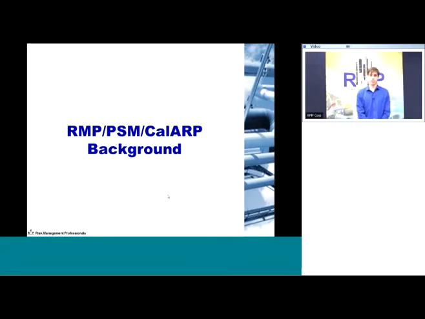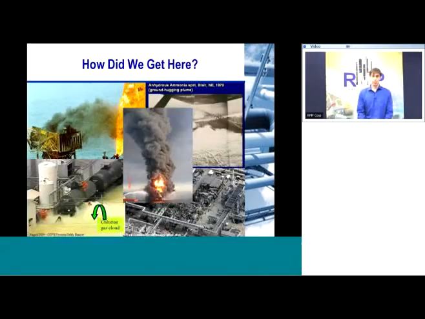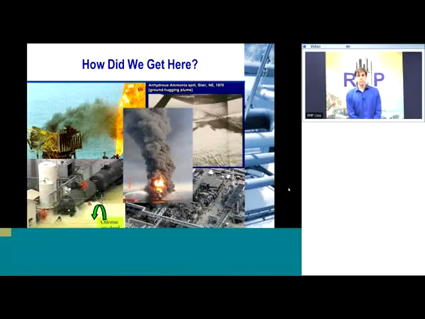www.rmpcorp.com. So how do we get here? This slide presents a collage of some photos of significant process safety incidents. So each of these incidents has involved the release of a hazardous process chemical, and that release has, in these cases, led to some disastrous consequences.